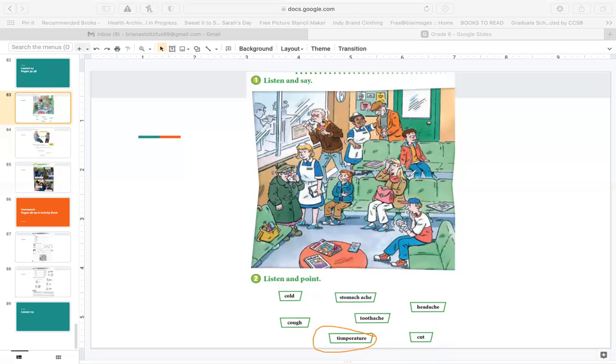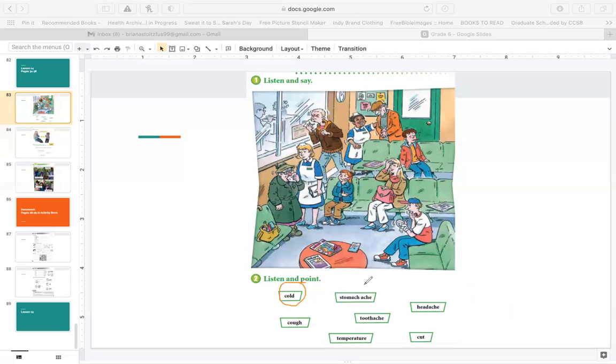This person has a temperature. See, his head is very red. Also, he has a thermometer in his mouth. This tells you what your body's temperature is. Temperature, temperature. Or we could also say fever. So a fever is when your body is very hot, especially your head. So fever or temperature. Now repeat after me.